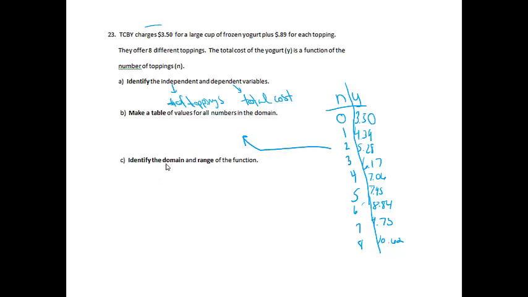All right, and then identify the domain and the range of the function. Remember, domain is the input and the range is the output. So what's the fewest number in my input and what's the biggest number? The fewest number of toppings I can put is 0. I'll label this domain. And the most number of toppings I can get is 8. Right? And then range, what's the smallest or biggest I'll pay? The smallest I'll pay is $3.50 and the largest I'll pay is $10.62.